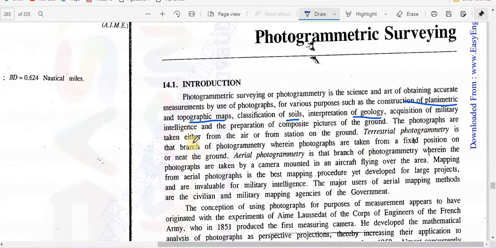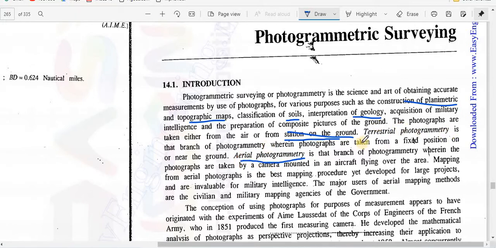Now the photographs are either taken from the air or from a station on the ground. So in this there are two cases. If it is taken from a station on the ground, then it is called terrestrial photogrammetry. Terrestrial photogrammetry is the branch of photogrammetry where photographs are taken from a fixed position. And if it is taken from the air, it is called aerial photogrammetry.